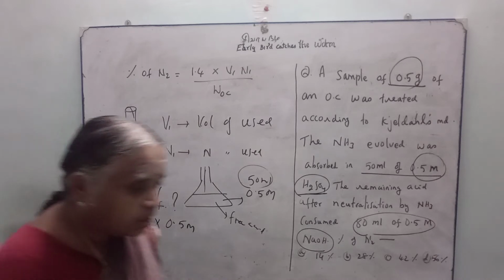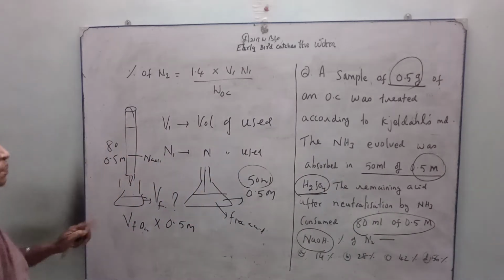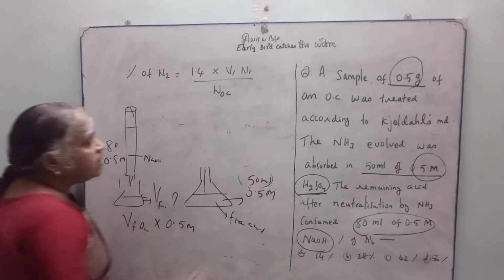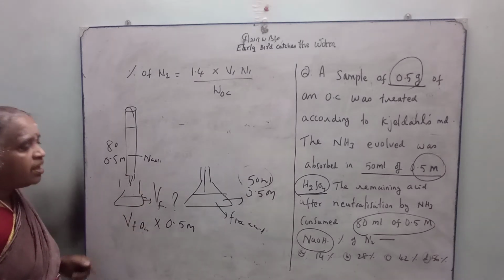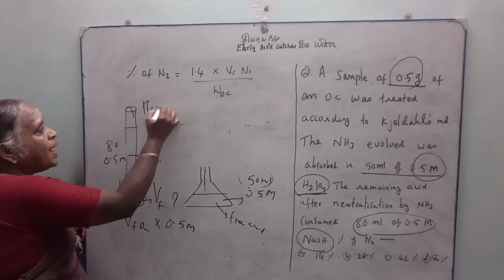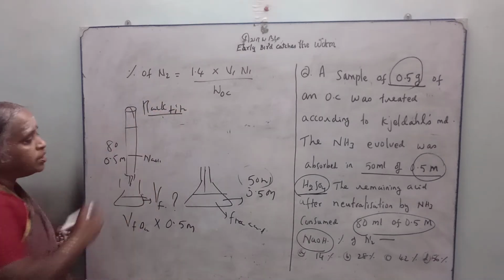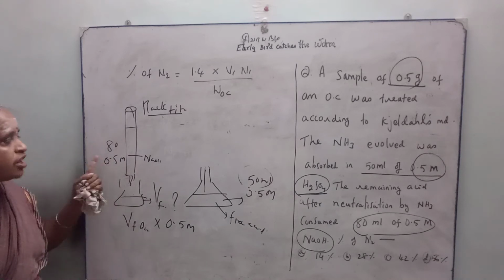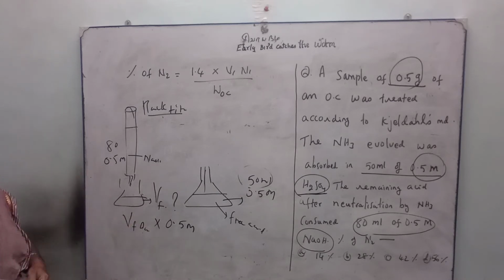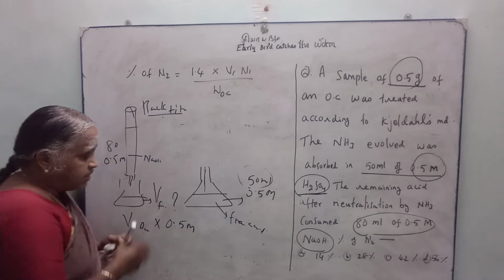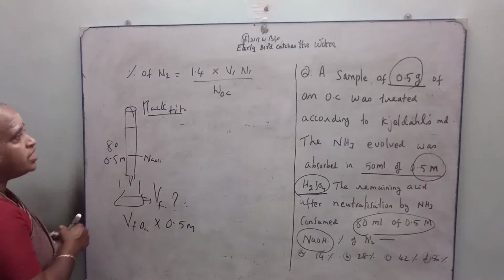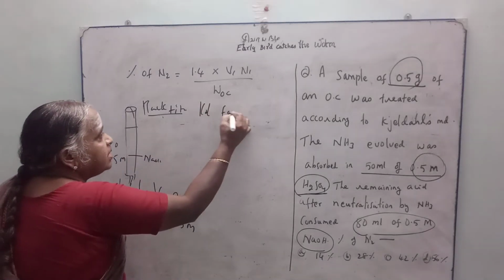From this combination we can go with our volumetric principle. Now I am repeating how you can calculate. This is the conical flask where you collected the ammonia, and that flask is titrated with sodium hydroxide from the burette. This is called a back titration. 80 ml is consumed, with its molarity, and the free acid has its molarity. Now let us use the volumetric principle to calculate the volume of free acid.